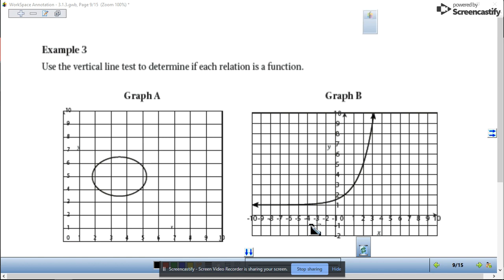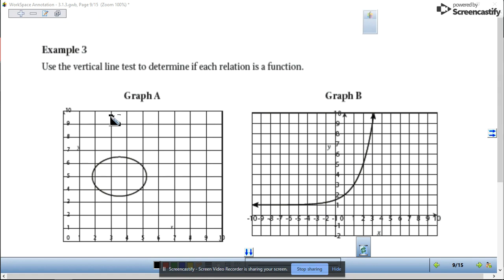Alright, picking up where we left off with domain and range, functions and relations. So example 3 here, we want to use the vertical line test to determine if each relation is a function. Again, what you want to do is draw a vertical line somewhere through your function and see if there's anywhere that it'll cross more than one time.